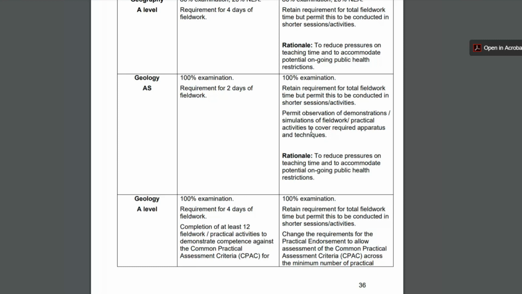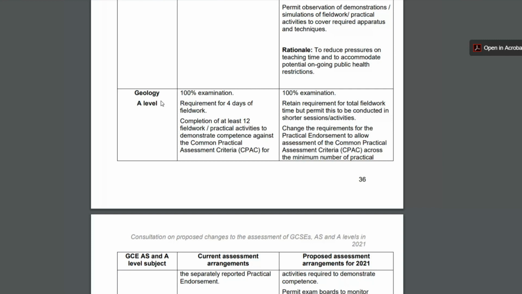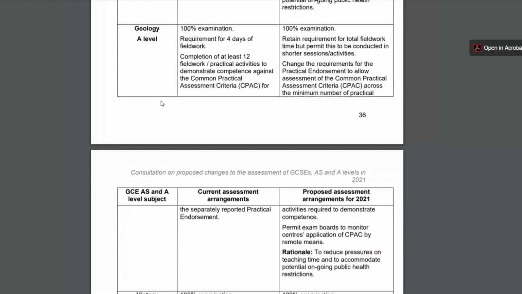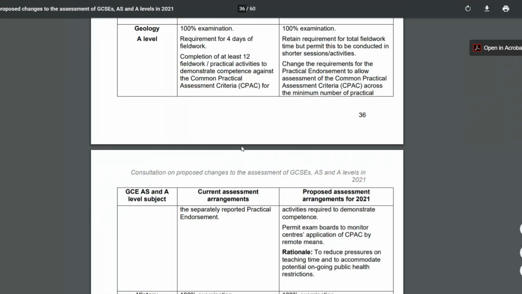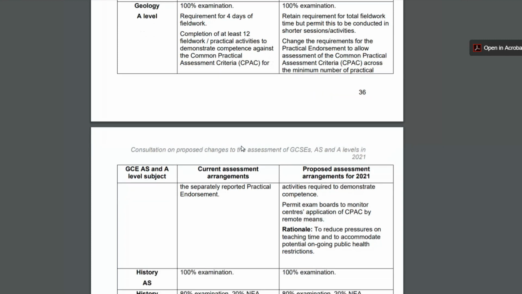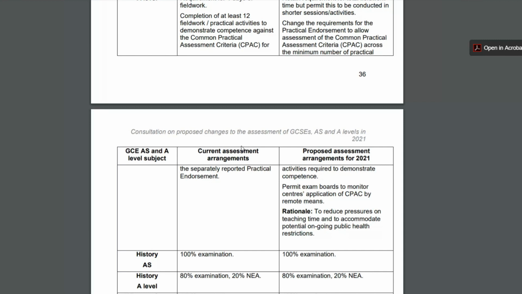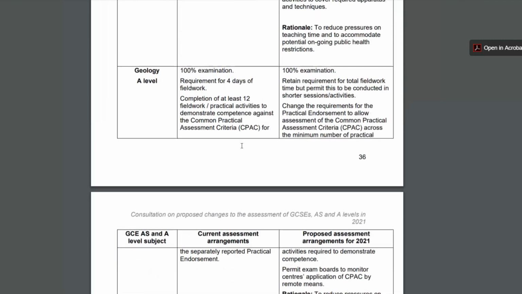And for the practical work, they should be doing what the other sciences are doing and allowing for stuff to be observed rather than actually having to be done by every student. The A level for geology is just like the other sciences too, with the whole CPAC thing. And yeah, so it stays 100% examination, still requires the field work, but with that CPAC area, they're allowing for the endorsement to be remotely reviewed and moderated.